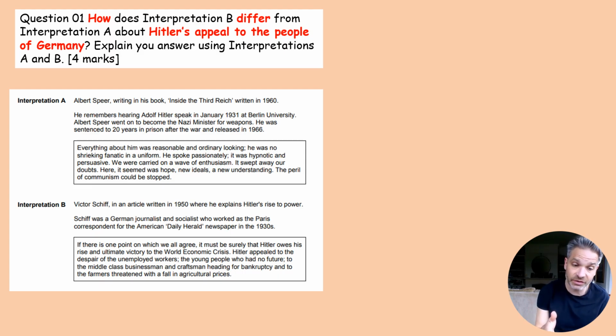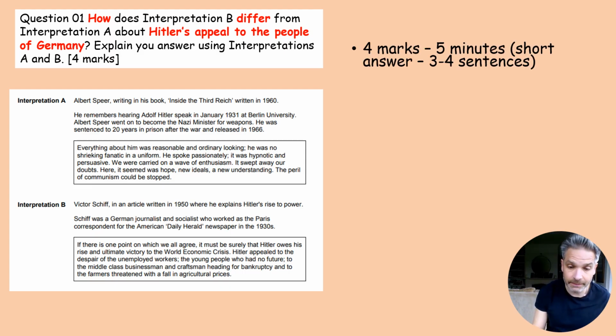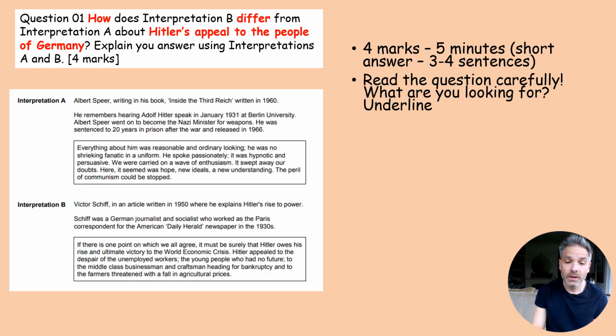Now, in this case, the question, I took this from an exam, question 1 will ask you, how does interpretation B differ from interpretation A about something? In this case, it's asking you, how is B different from A about Hitler's appeal to the people of Germany? Now, this is a 4-mark question. So there's my first thing, about 5 minutes. You can answer this question perfectly well in 3 to 4 good sentences, okay?